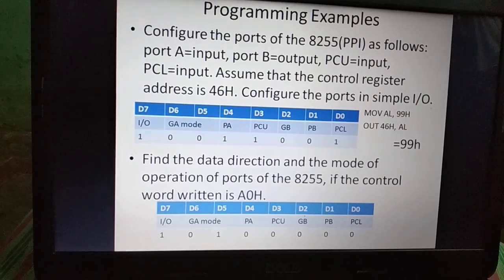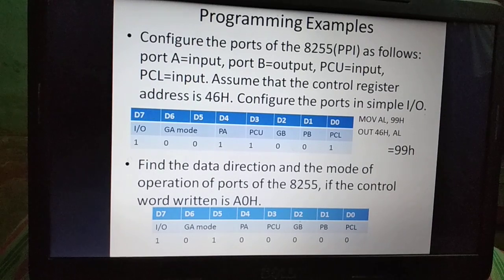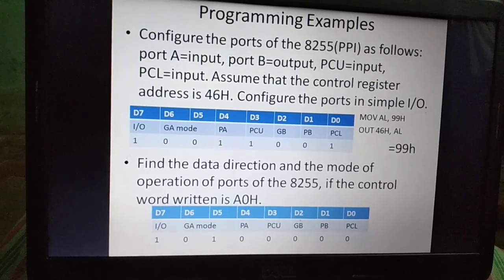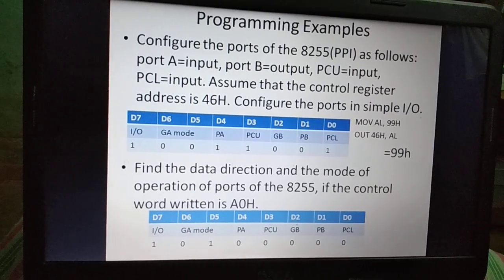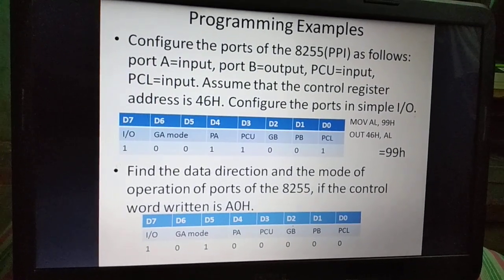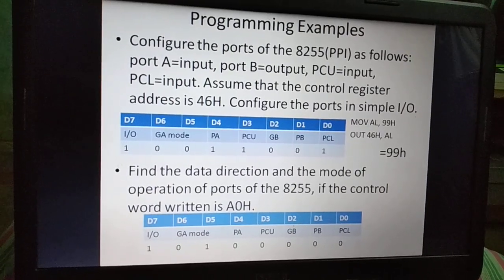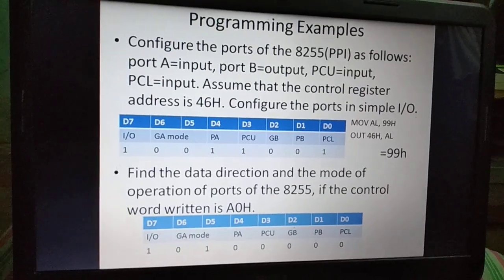To configure the ports of the 8255, we need to write this command onto the control word register. For that, we use two instructions. First, the command is written onto the AL register: MOV AL, 99H. Then this is written onto the control word register, whose address is given as 46H, so OUT 46H, AL is used.